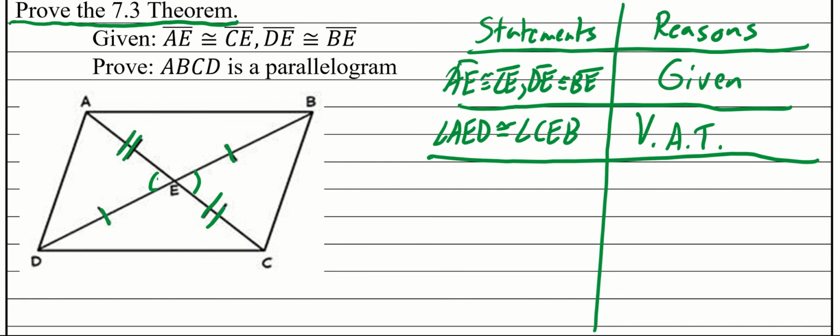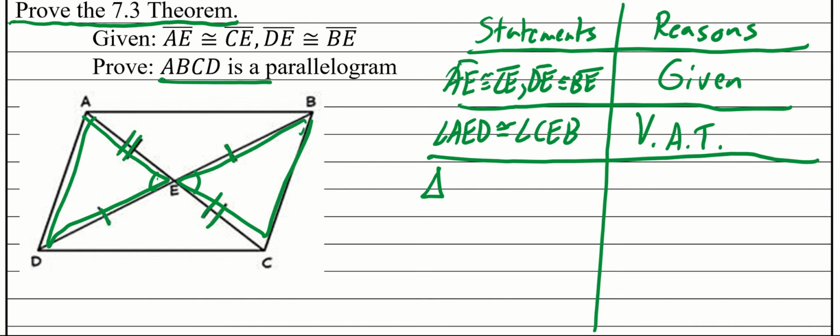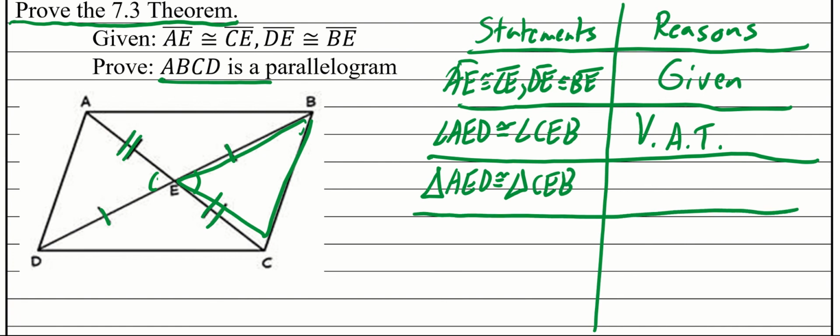Now that I have this, it's helpful because I have enough information to prove that these two triangles right here are congruent. That's going to help me as I eventually get to my end goal of proving that this is a parallelogram, because I want to match one of my other theorems. So I'm going to say triangle AED is congruent to triangle CEB. I have enough information there that matches one of the theorems from last time. We've seen this before. This is the side angle side theorem.